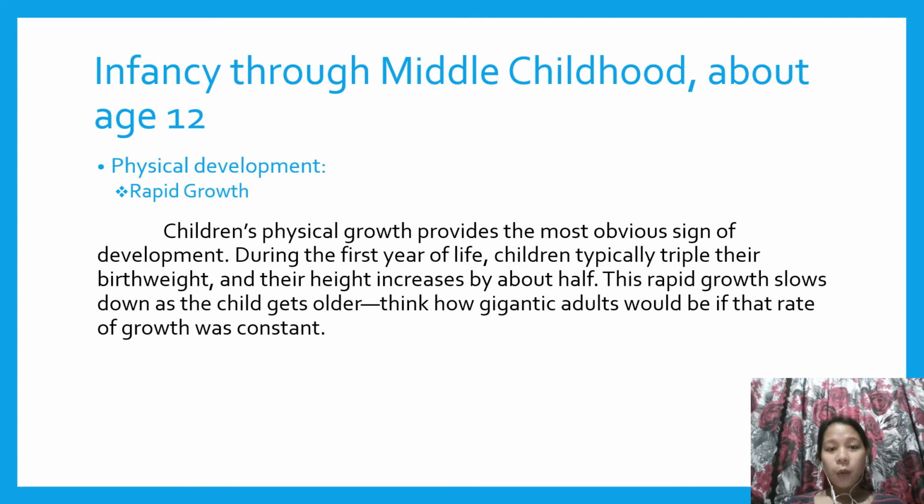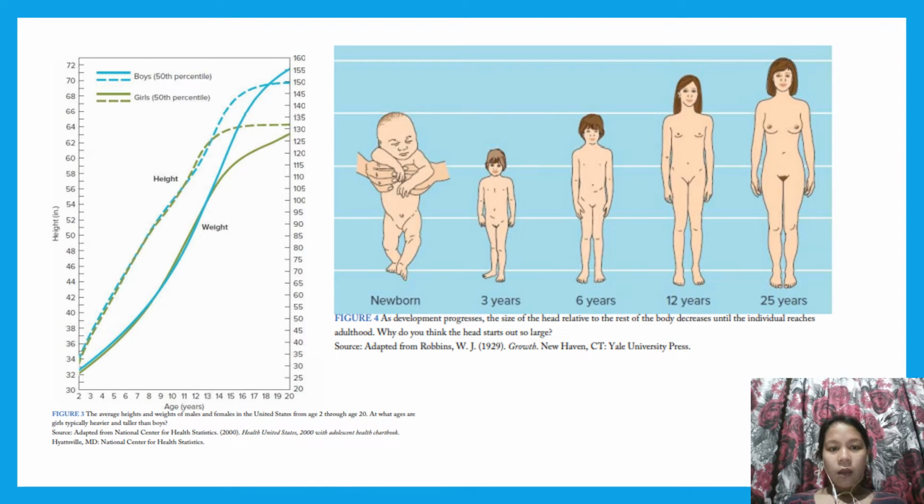For infancy growth to middle childhood, about age 12, they have physical development. First is rapid growth. Like in this figure, from newborn to 25 years, we can see the changes in her physical development.